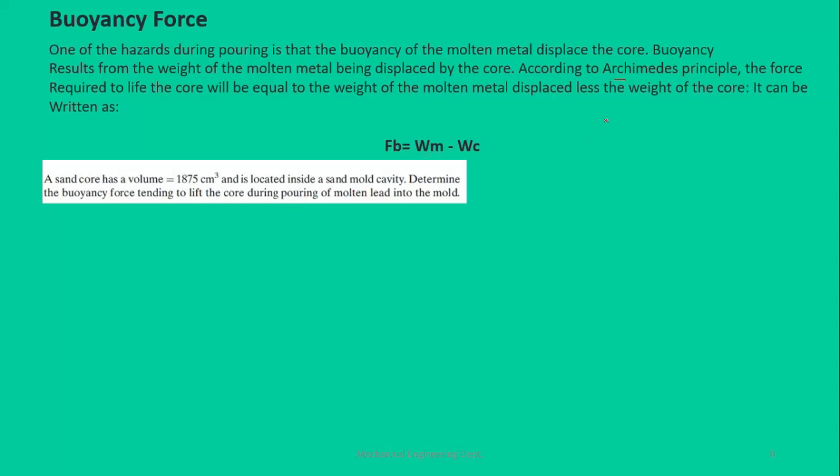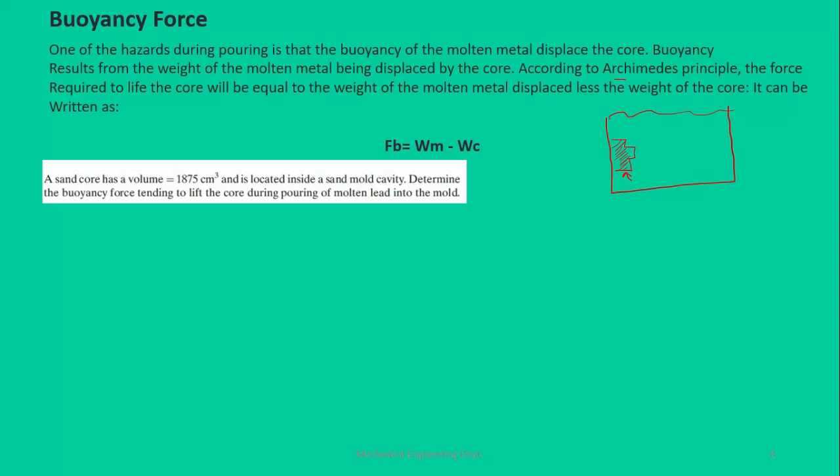Let's suppose you have a flask here, and let's suppose this is the core of your sand casting. The molten metal is being displaced from this region. So the weight of that molten metal displaced, that is equal to this volume, minus the weight of this body itself, would be the buoyancy force acting on this body, right?